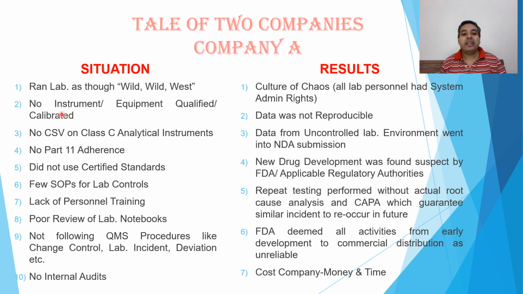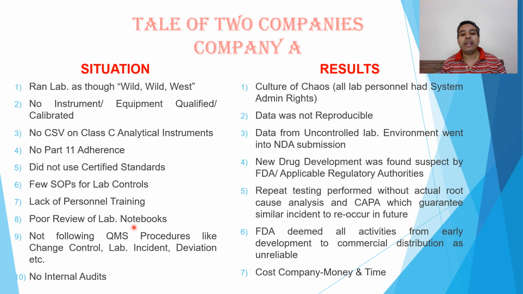In company A, no instrument or equipment is qualified or calibrated. No computer system validation was performed on Class C analytical instruments. No adherence to 21 CFR Part 11 for electronic records and electronic signatures. Company A didn't use certified standards for calibrating instruments or equipment. Few SOPs are available as a part of control in the lab activity. There is a lack of personnel training, which leads to a lack of awareness among the employees working in that organization.